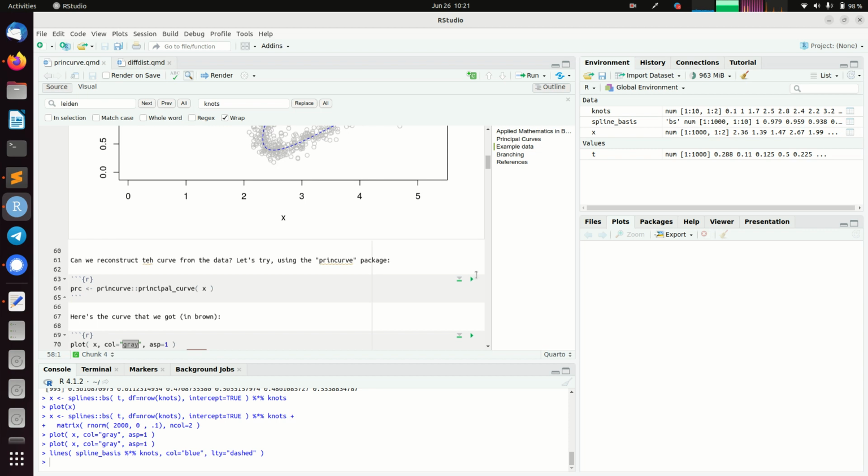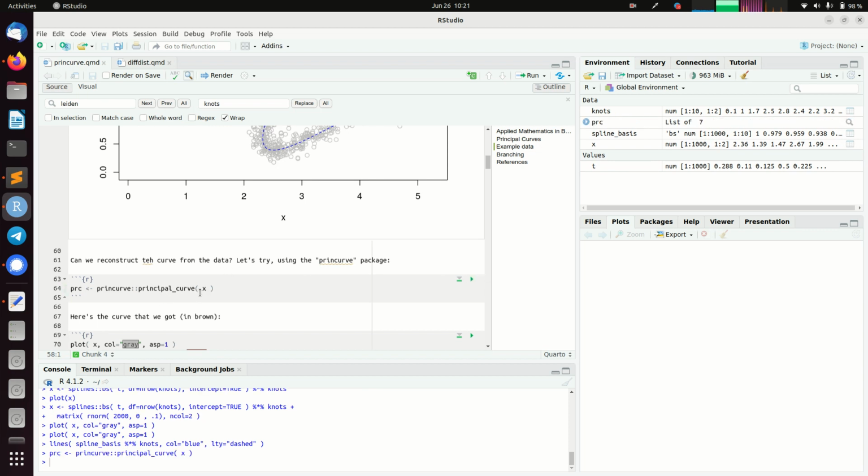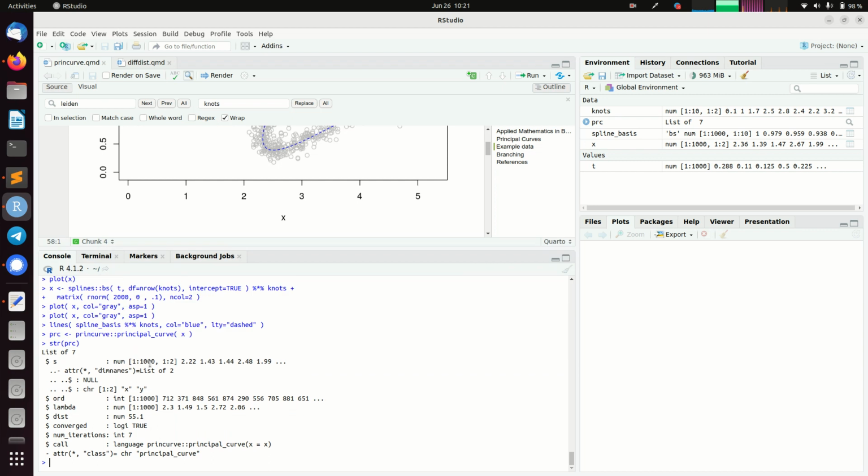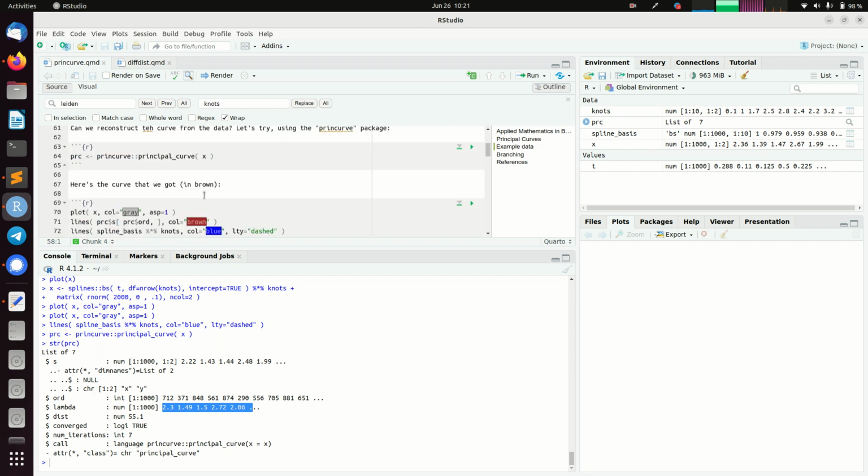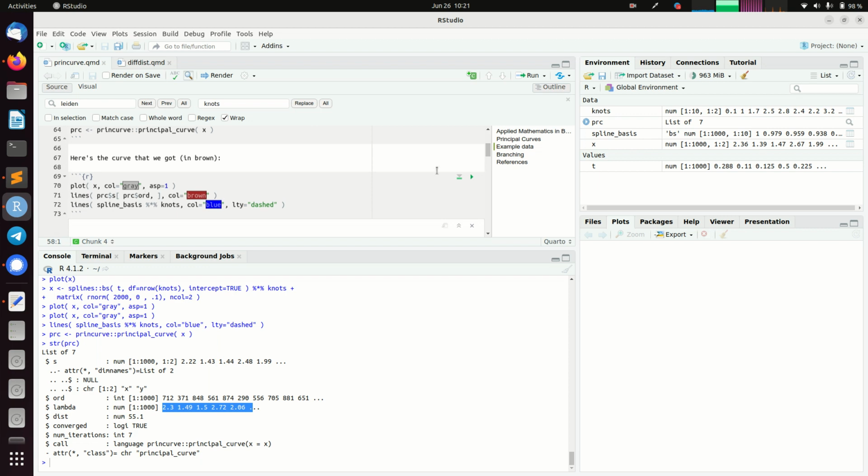If I now simply call the principal curve function on X, it produces this PRC object, which, as you can see, has a lot of output. It gives you first an object S. That's the actual curve, where all these are the coordinates of 1000 curve points. And it gives the projections of the 1000 individual points that I have here. And here it tells me the projection numbers, so the pseudo-time of each point, and so on. Now let's plot these 1000 curve points and add them to our plot.